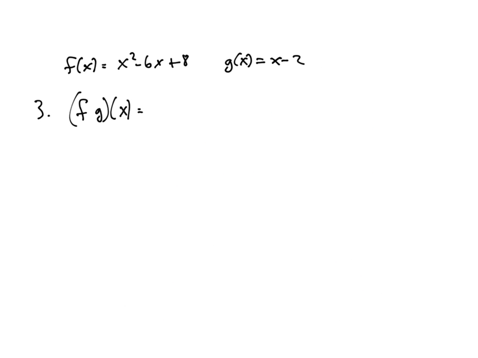Next up, we have f times g of x. And again, this just means f of x times g of x. So we're just going to multiply these two functions together. x squared minus 6x plus 8, multiply that by x minus 2. So we have a trinomial times a binomial. We're going to take each term in the first polynomial, x squared, multiply by each term of the second polynomial, and we'll proceed in that way.